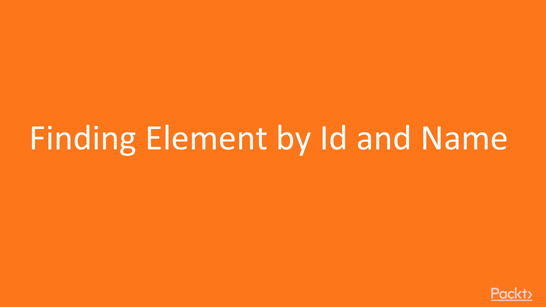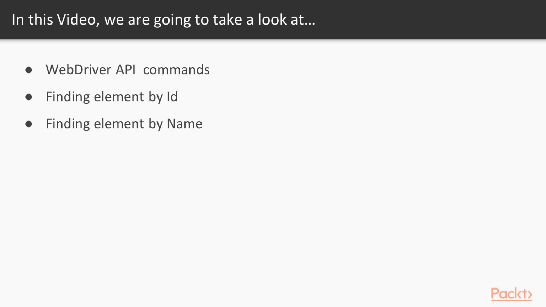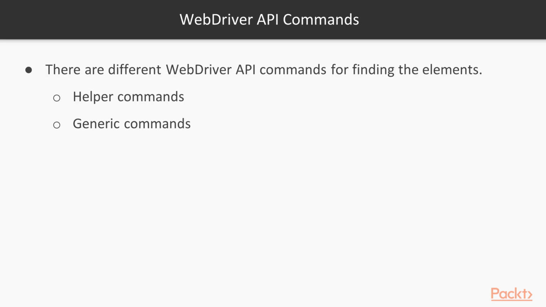The goal of this video is to start with different types of WebDriver API commands and then find an element on the page by its ID and name using these Selenium WebDriver API commands. Let's start with the WebDriver API commands. For finding elements on the page, there are different types of WebDriver API commands available in the WebDriver architecture driver component. We begin with the helper commands to find elements on the page.